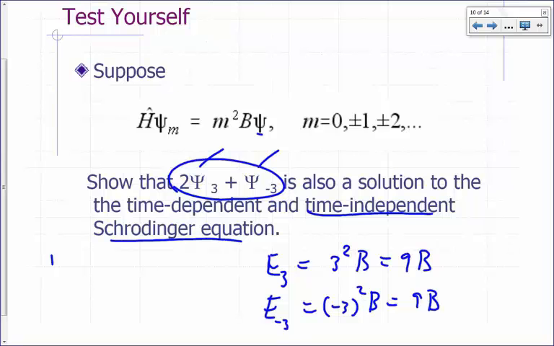So let's make this your homework. Prove that it is a solution to the time-dependent and the time-independent Schrodinger equation. This specific case. Don't change it yet, please. I just want to write that right quick.